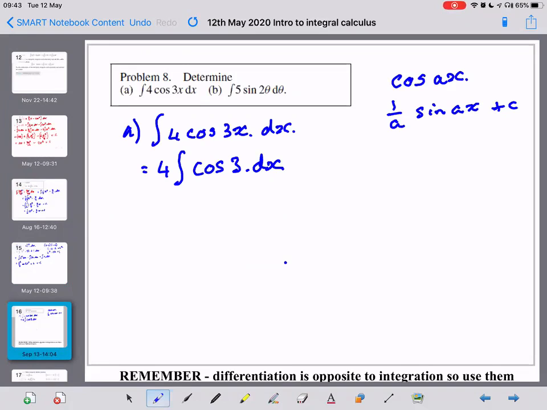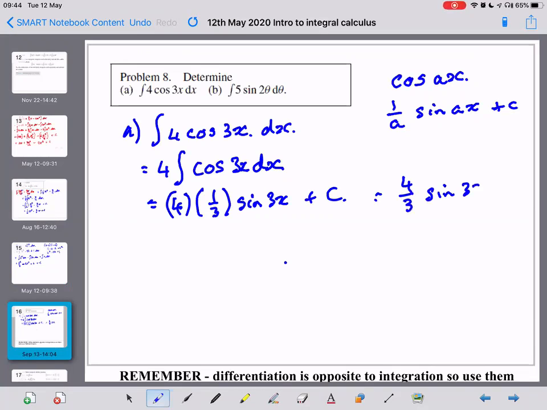So we end up here with 4, the constant we took outside, times 1 over 3 sine 3x plus c equals 4/3 sine 3x plus c.